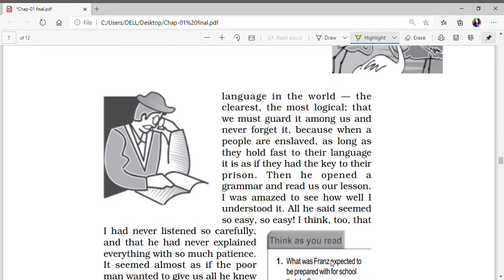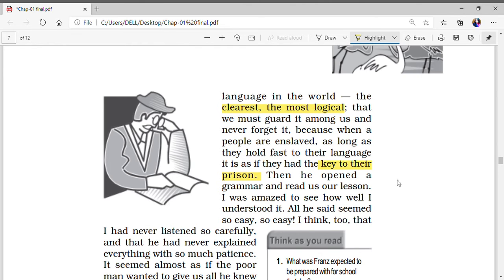"The clearest, the most logical." And how is this language to them? It's the most logical, the clearest language to them, that we must guard it among us and never forget it, "because when a people are enslaved, as long as they hold fast to their language, it is as if they had the key to their prison." Okay, so this key to their prison is a metaphor.